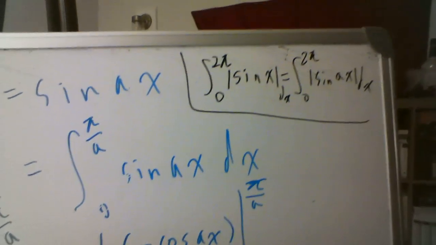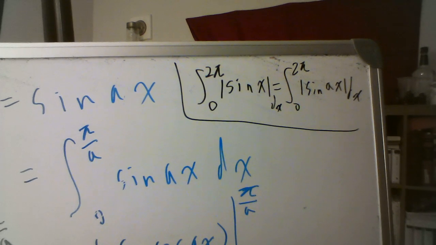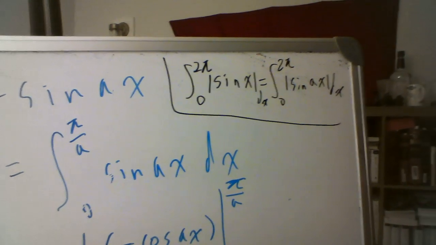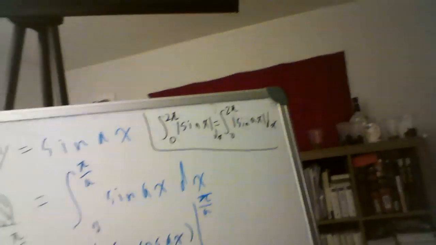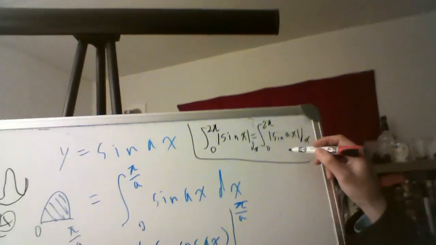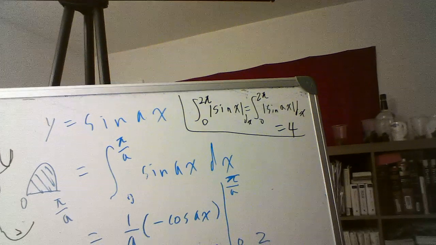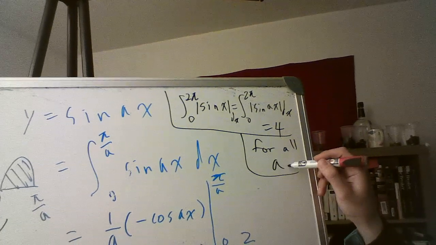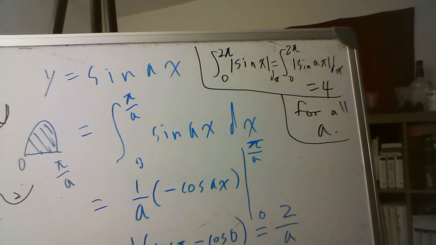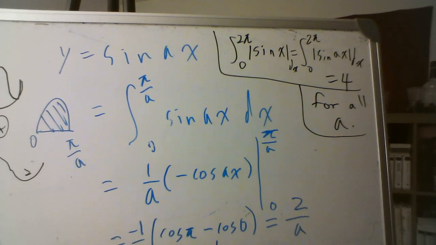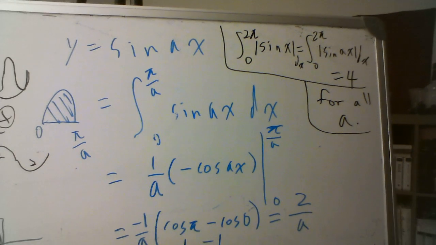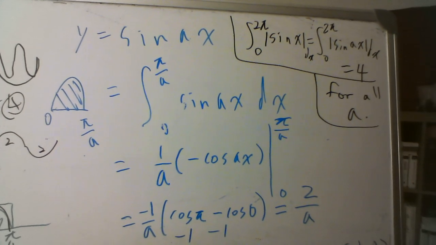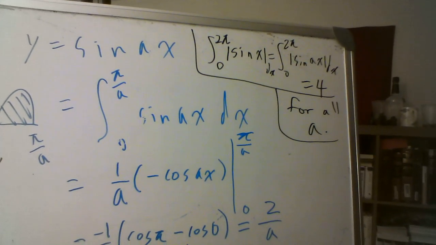Yeah, this is the formula, okay? For all A. And what is it? Is equal to 4. For all A. That's kind of surprising, isn't it?